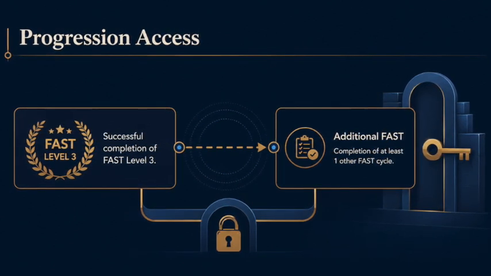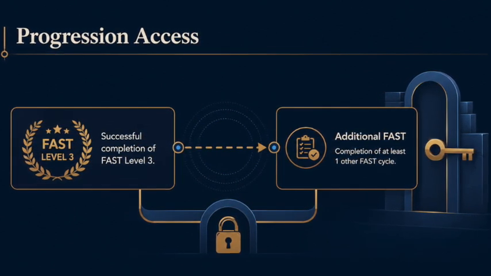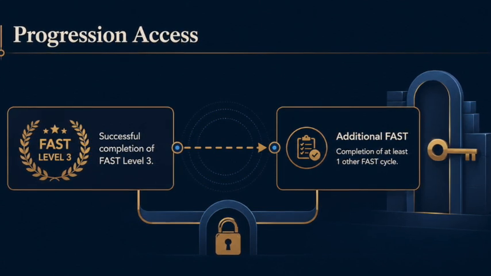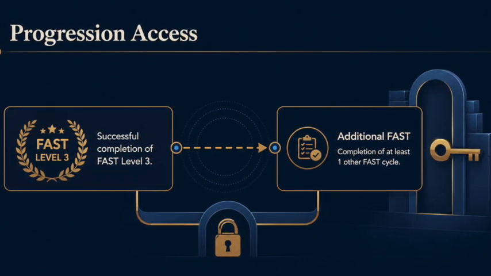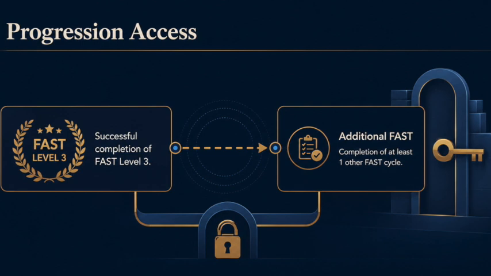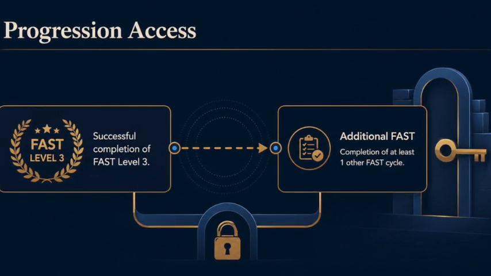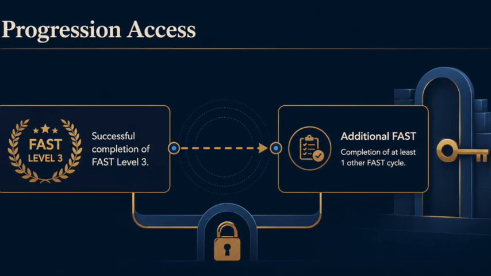And the math here is super simple. Unlocking these gates requires exactly two successfully completed milestones. Requirement 1, you've got to successfully complete Fast Level 3, and Requirement 2, you need to complete at least one additional Fast cycle. That's it. Complete Fast 3, add one more cycle, and boom, you get the keys.